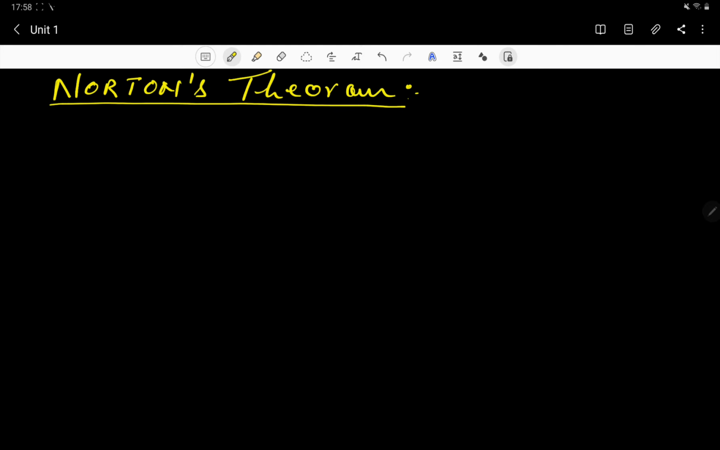Welcome again. Now we are going to discuss Norton's theorem. This theorem is also an equivalent circuit theorem, which is applicable for a portion of the circuit. Just as we discussed in the last round about Thevenin's theorem, if we want to find out the current or the voltage across any particular resistance, any particular branch in the circuit, it's easy to find through Thevenin's theorem. And similarly, we can find it by using Norton's theorem.